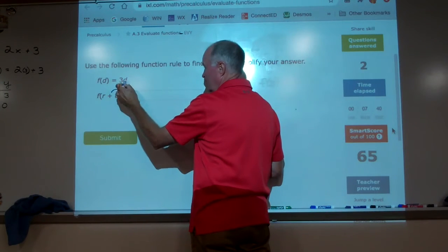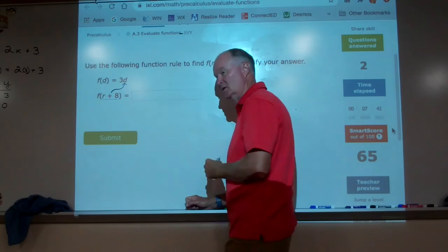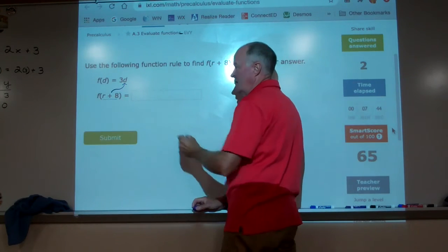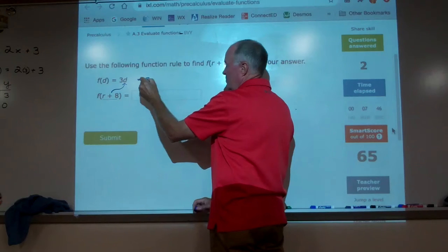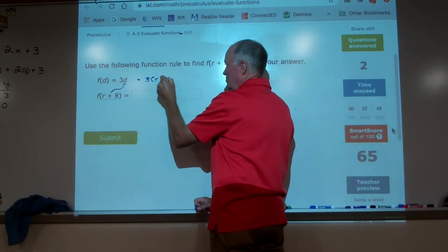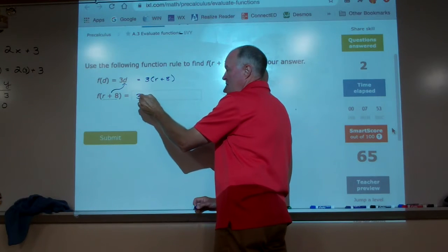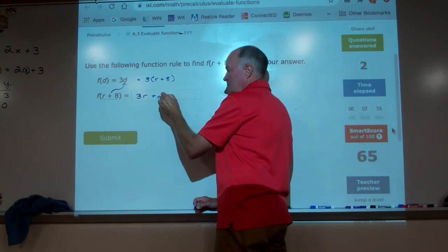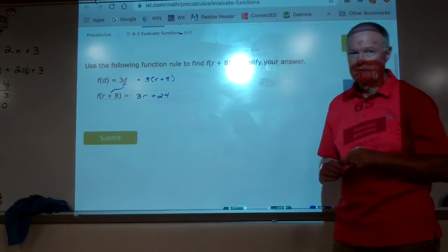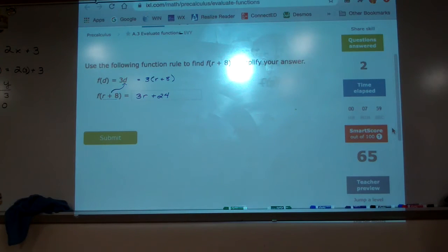But like everything else, whatever's inside here gets plugged into wherever you've got. So that's going to be 3 times r plus 8. Foil it out, so my answer is 3r plus 24. Foil it out. So you might not just have numbers.